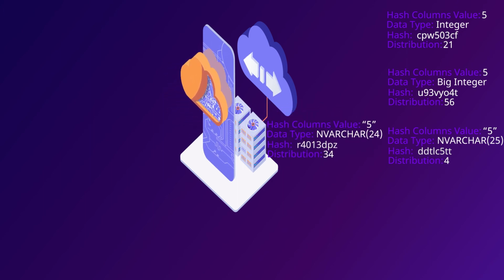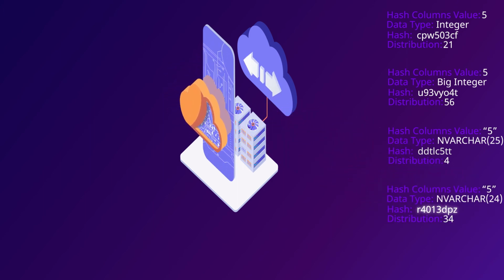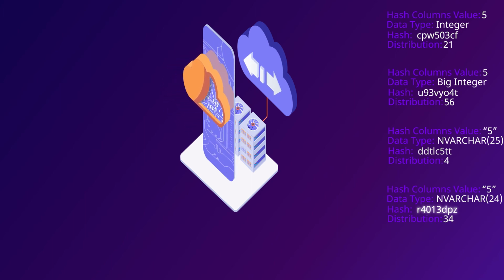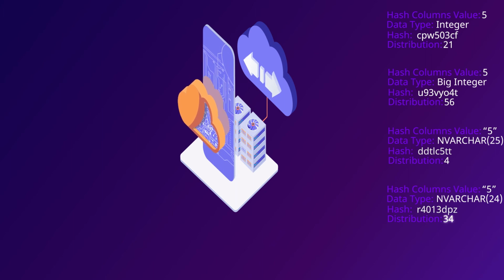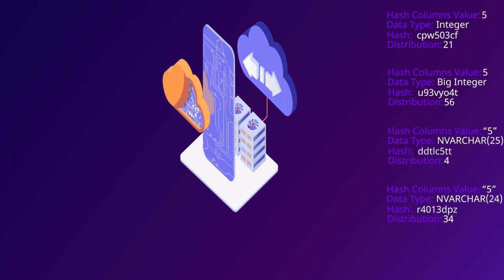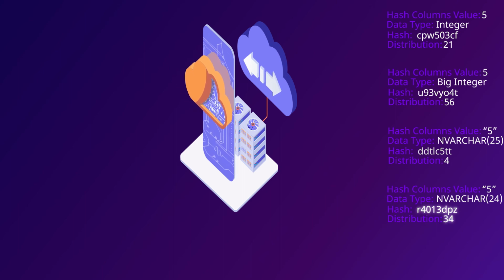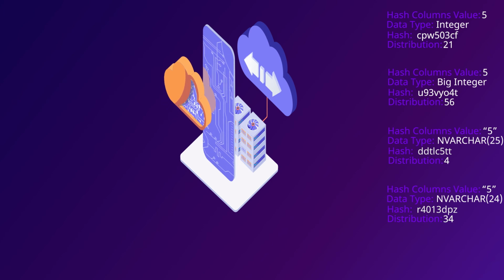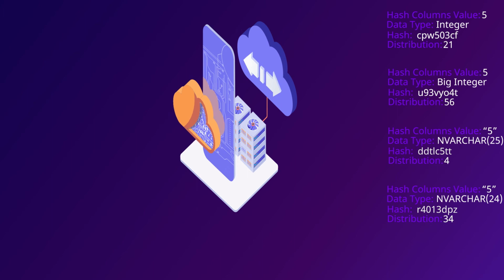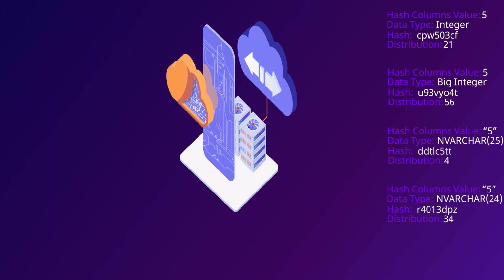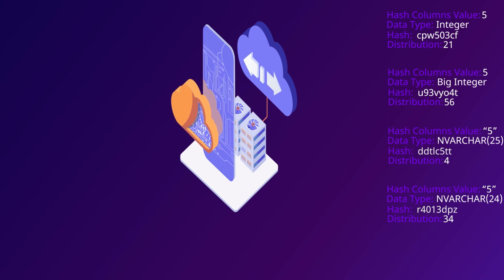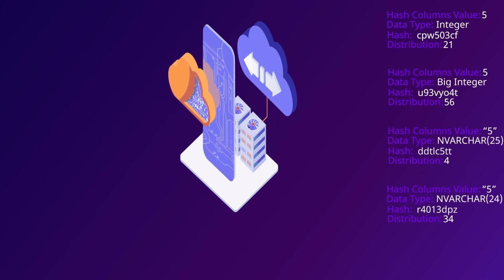What do you know? Completely different hash, as expected. Now this one gives us a hash of R4013DPZ with distribution 34. Once again, completely different, but not unexpected at all. And this is always a deterministic hash. Obviously, the hashes and the distributions that I used here are fictional, and just an example. We can be assured that even if we send through the same value on a different data type, they will not end up on the same distribution.